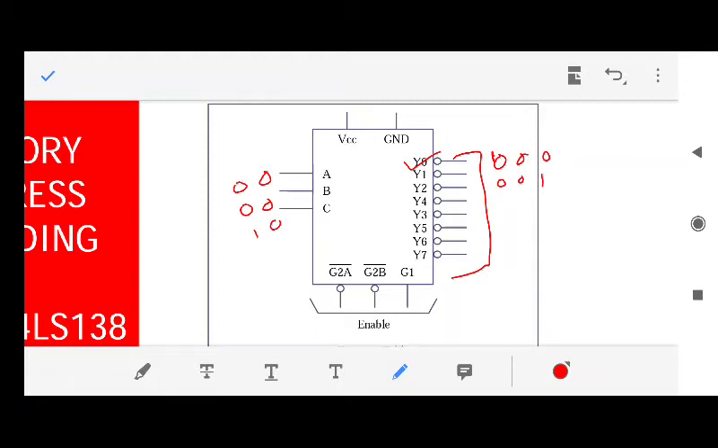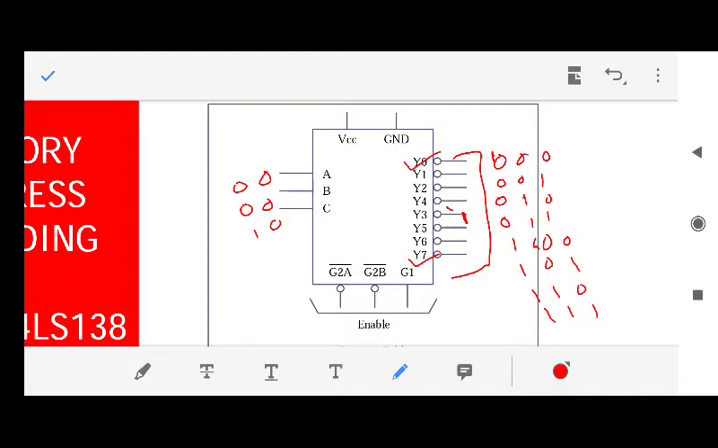When the input is 0 1 0, the third output will be selected. When the input is 0 1 1, the fourth will be selected. When the input is 1 0 0, the fifth output will be 1. When the input is 1 0 1, the sixth one. When it is 1 1 0, the seventh one. When it is 1 1 1, the last one will be 1.